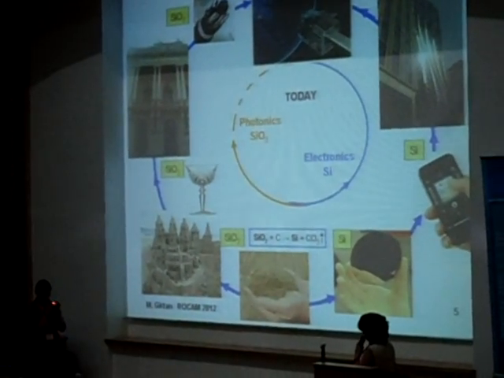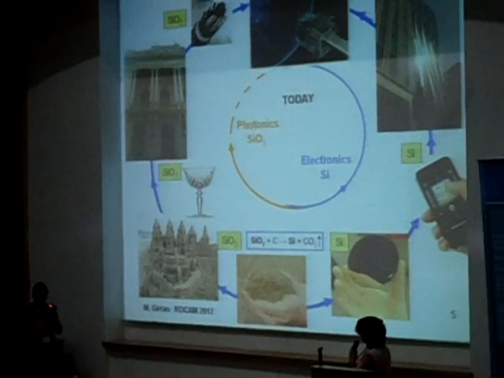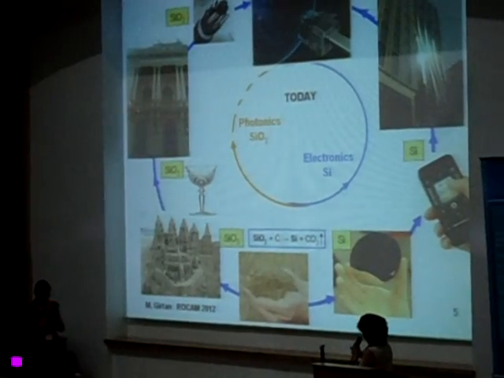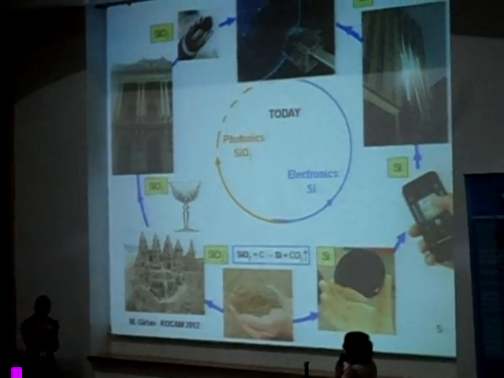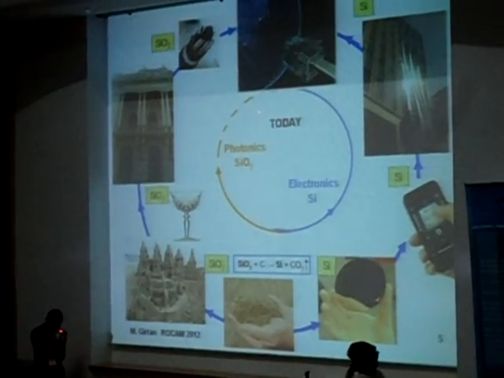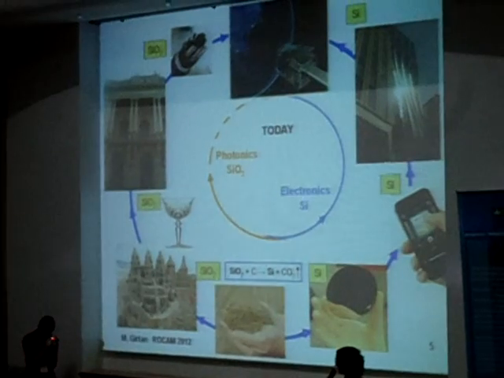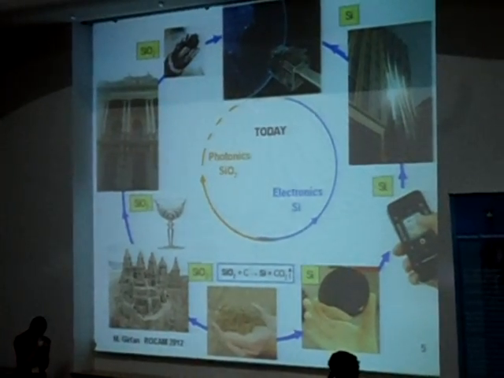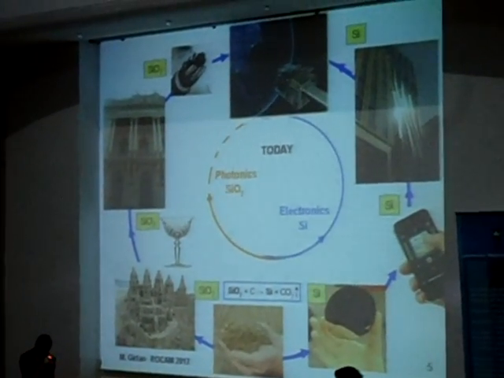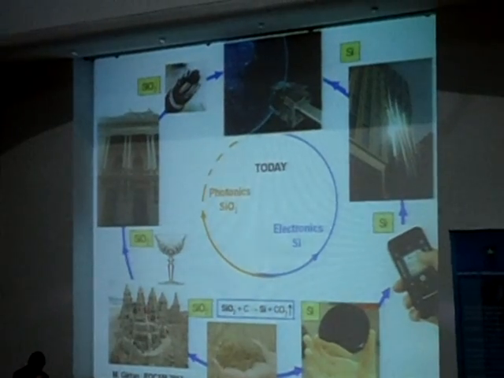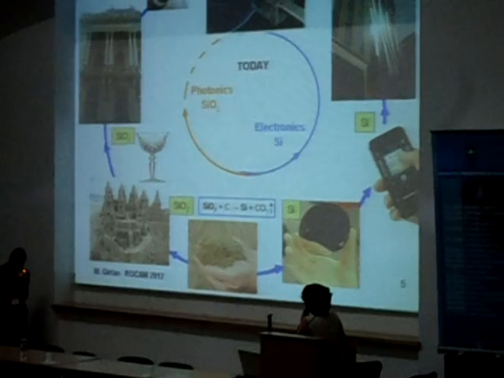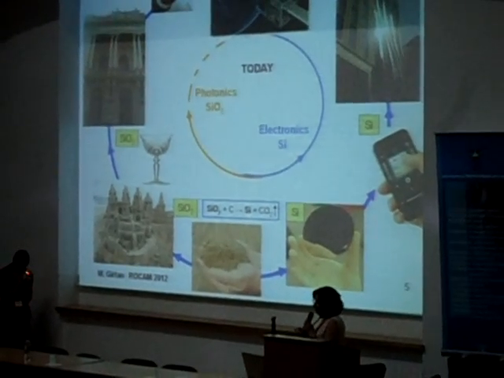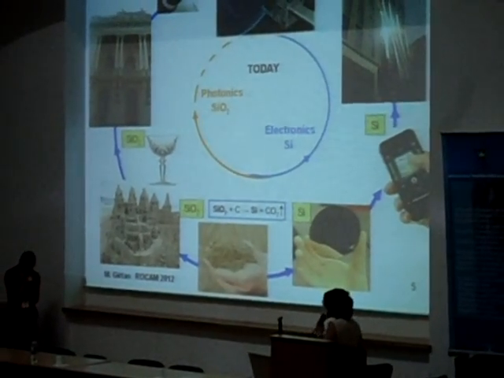With starting from sand, we can construct sandcastles, but we can also construct buildings. We have glass and fiber optics. This is the part in which we use silicon dioxide. So most of photonics is based on silicon dioxide. The other part is to produce silicon, starting again from sand, and we obtain silicon, and we know today what people have done with all this.